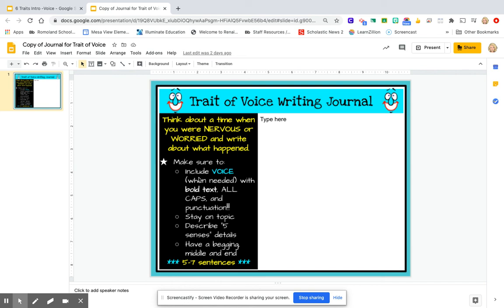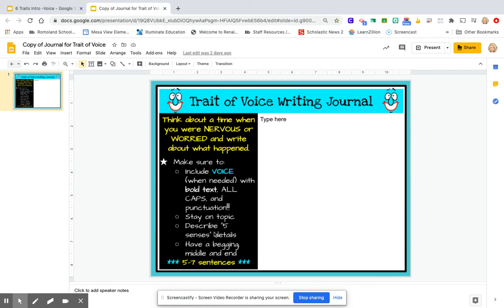So it says, make sure to include voice when needed with bold text, all caps, and punctuation. Not every single word should be bold text or all caps, just some certain words that you really want to pop out for the reader. You also want to make sure that you stay on topic. So only tell me about that one time you were really nervous or worried, and not just a bunch of different times. So just think about one exact time. Maybe it was a time you were going on a roller coaster ride, or maybe you went into a spooky haunted house. Tell me about just that one topic and stay on that one story.